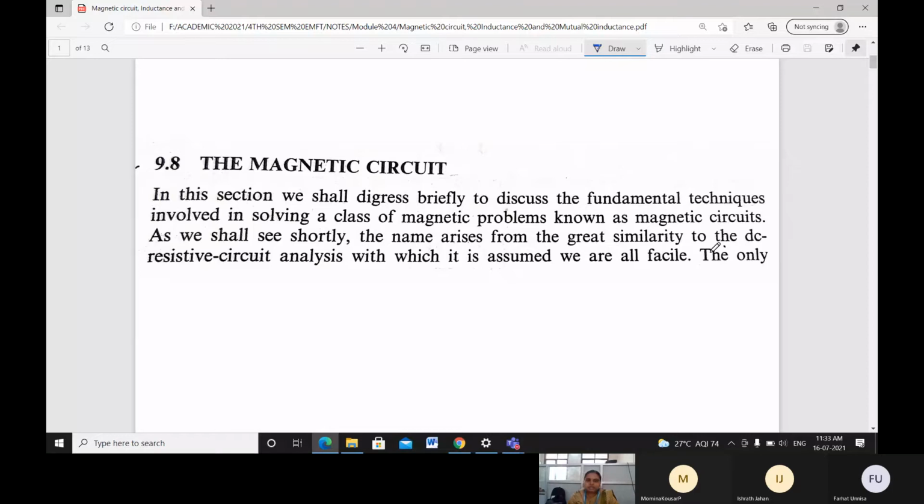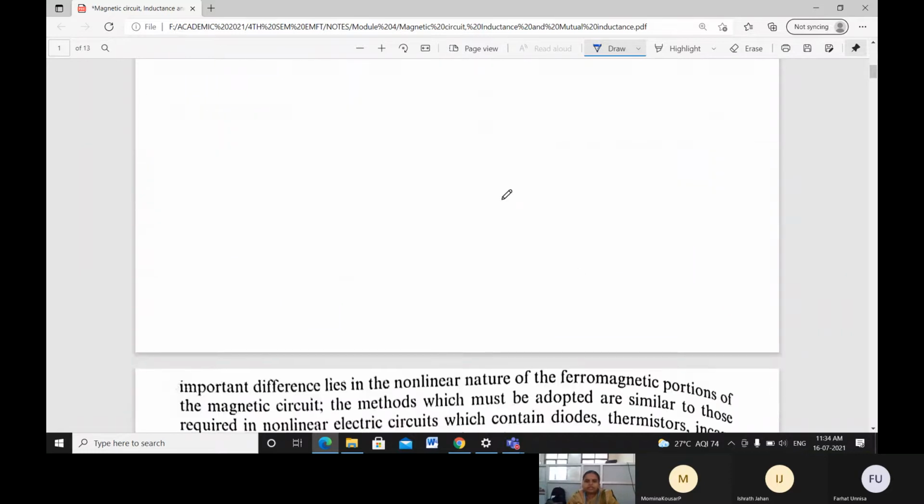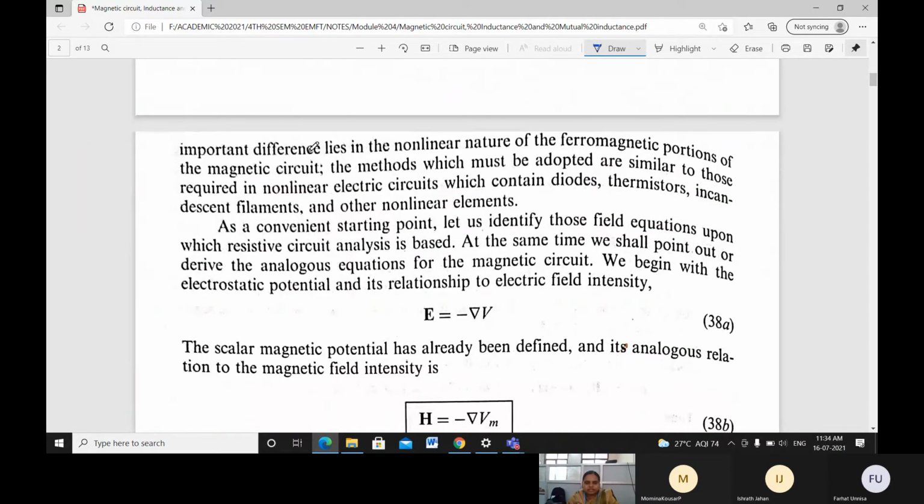In this section, we are going to discuss the fundamental techniques involved in the class of magnetic problems, known as magnetic circuits, and also some of the circuit analysis. Then the important difference lies in the nonlinear nature of the ferromagnetic portion of the magnetic circuit. In the linear portion, in the previous cases we said it's a uniform field, but if it is not a uniform field, what might the equation be?